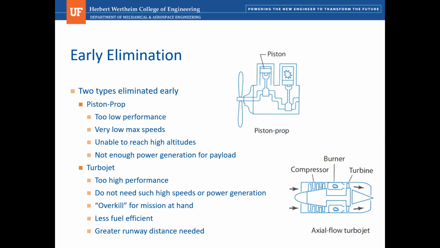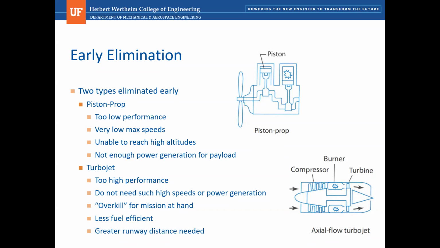There were some early eliminations of a few engine types, and those can be seen here. First off was the piston prop engine. This was chosen to be eliminated because of its low performance and its very low max speeds. It also was unable to reach the high altitudes that we needed for our missions, and there was not enough power generation for our payload missions.